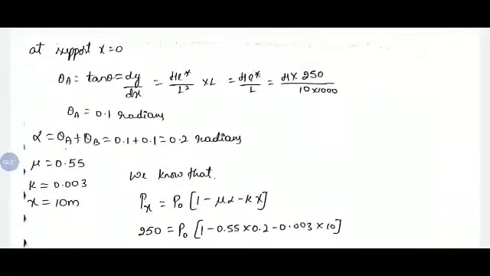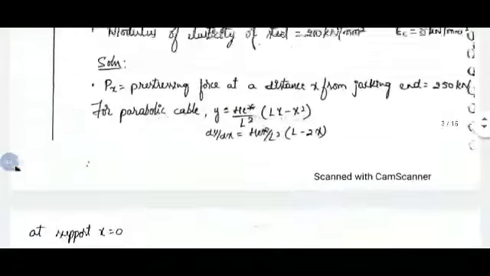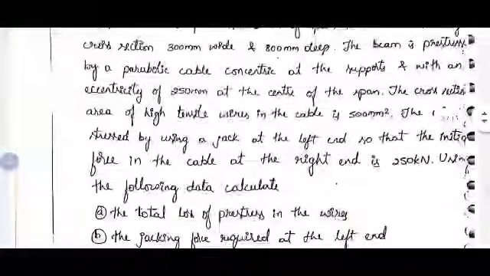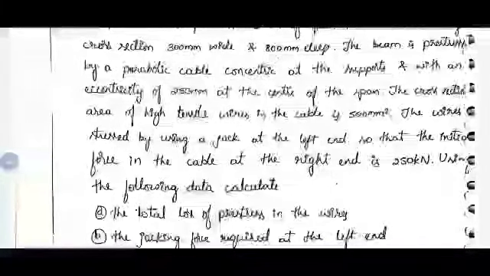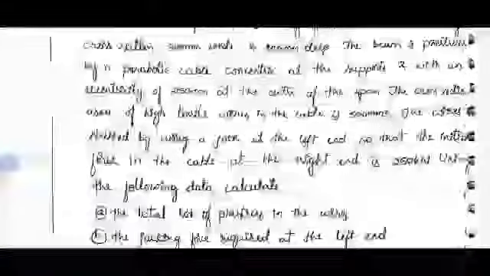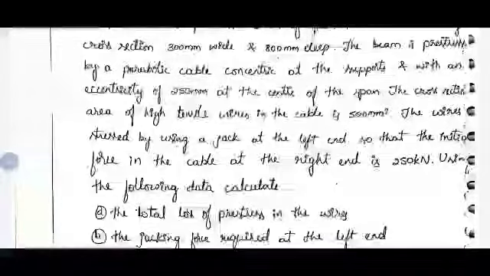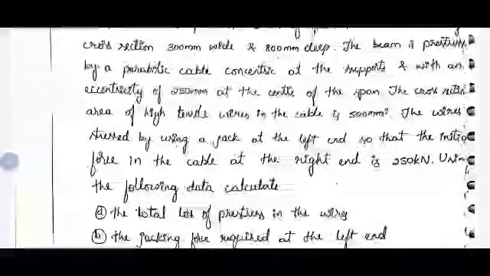This is frictional loss, 250 kilonewton. It is given, where it is the initial force in the cable at the right end, that is the end where you are applying the stress, is 250 kilonewton. Sorry, you are applying force at the left end, and at the right end you have a force of 250 kilonewton. So if you want to maintain 250 kilonewton at the right end, what should be the force you need to apply at the left end? You have to calculate.